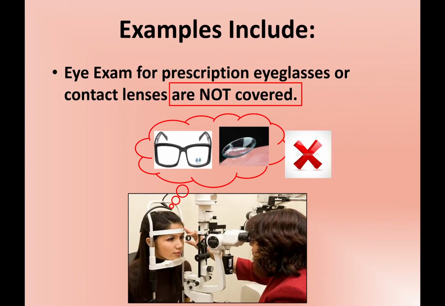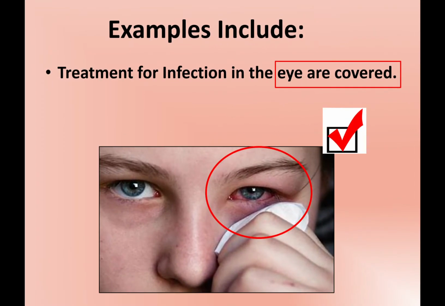One example of a service that is not covered is eye exams. These are eye exams for prescription eyeglasses or contact lenses, which are considered to be routine vision exams, and these are not covered under your plan. However, if you end up with an infection in your eye, or if you have had an injury to your eye, that type of eye exam is covered under the policy.